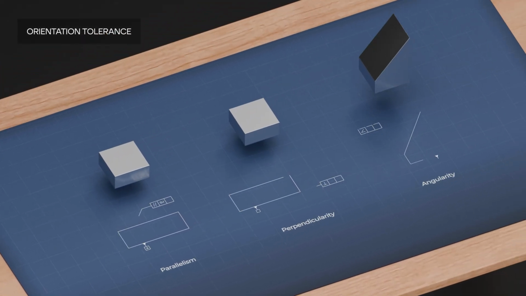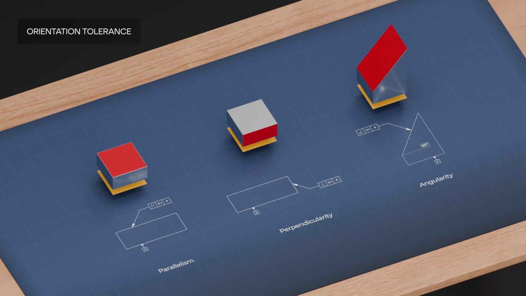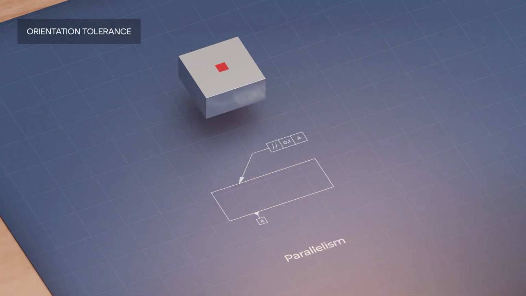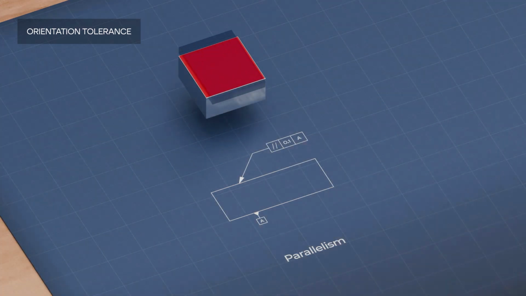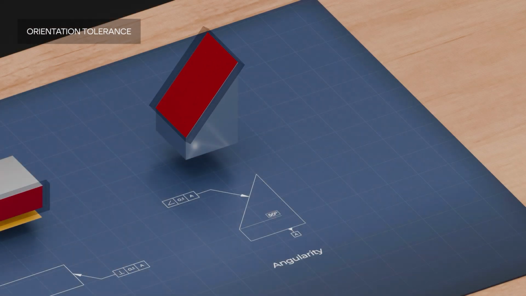Parallelism, perpendicularity, and angularity need a datum. So the tolerated feature should lie between 2 parallel theoretical planes. The distance between them is the tolerance value, and these theoretical planes are either parallel, perpendicular, or have a certain angle to the given datum.